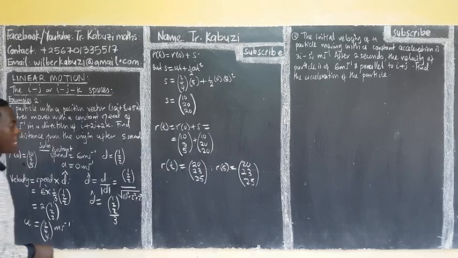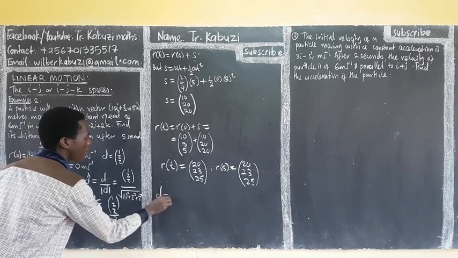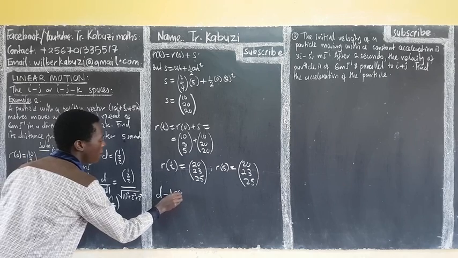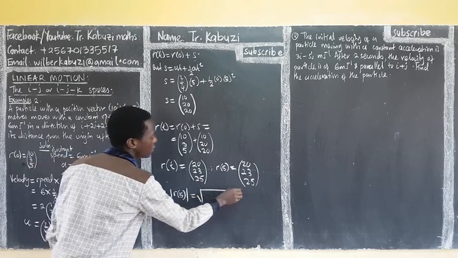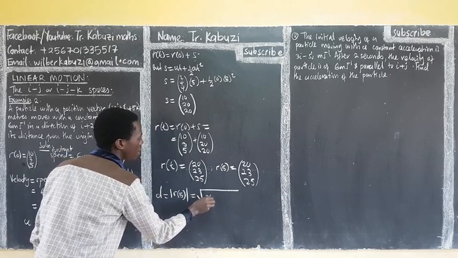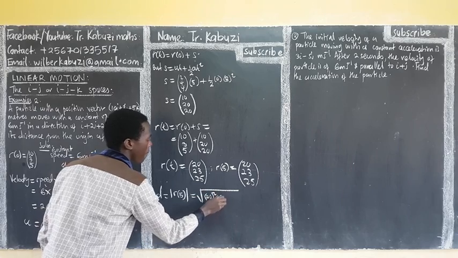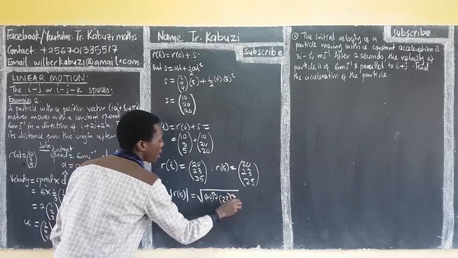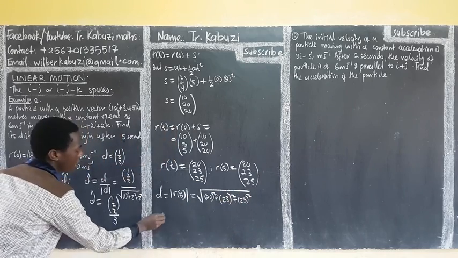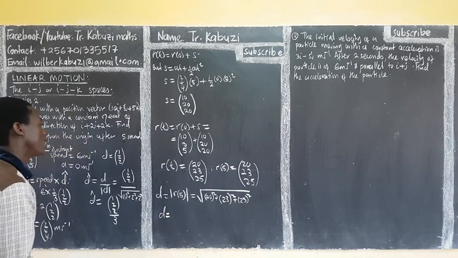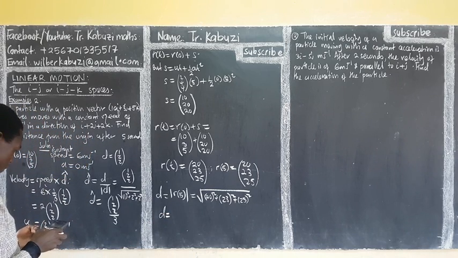Now, to get our distance, it is the magnitude of r, which would be the square root of 20 squared plus 23 squared plus 25 squared. And then from here, our distance would be, okay.